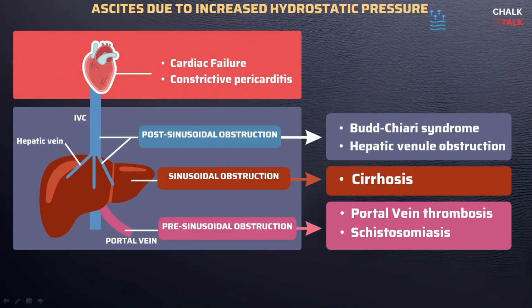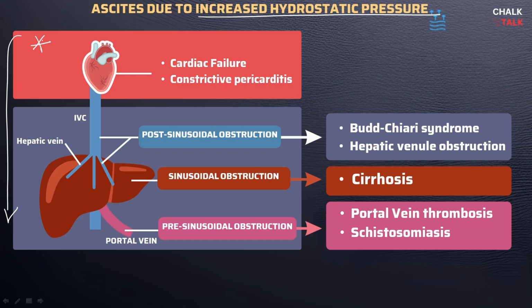All right, so here we will take a brief look at ascites due to an increased hydrostatic pressure. Don't worry, we'll keep it simple and easy to follow. Think of it as tracing a pathway starting from the heart, moving through the liver, okay? Following the veins along the way. The first stop certainly is going to be the heart.